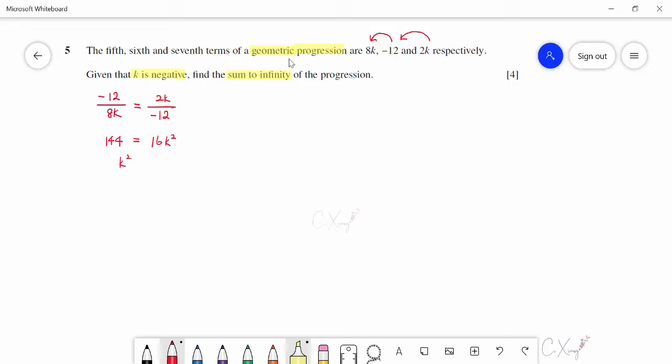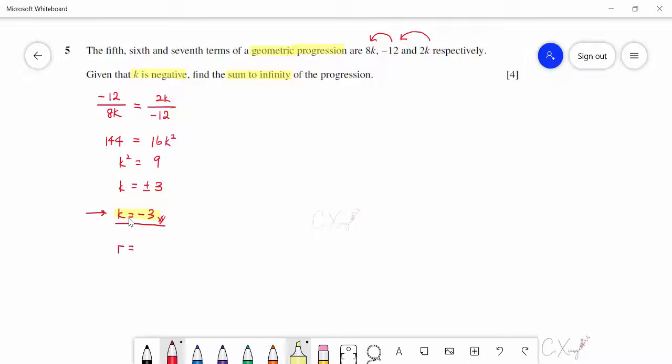So k squared, I will have a value of 9. Therefore, k equals plus or minus 3. But of course, we only accept one value for k, which is k equals negative 3. So why is k equal to negative 3? Because in this question, they already mentioned clearly that k should be a negative value. Alright, so once you get the value for k, we can now get the value for the common ratio.